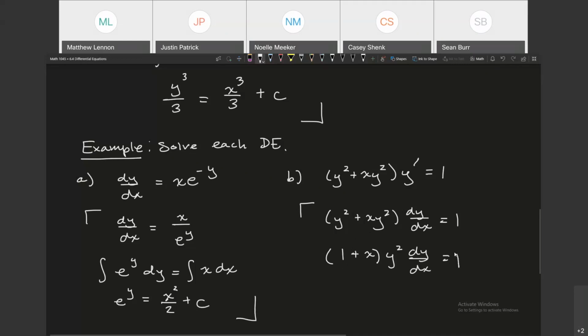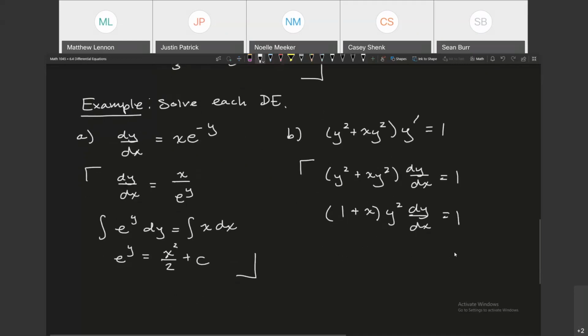So to move the dx to the right, we would multiply by dx, and then the 1 plus x we would want to divide by. So on the left, I'll just be left with y squared dy, and on the right, I'll have 1 over 1 plus x times dx. So now my variables are separated and I can integrate.